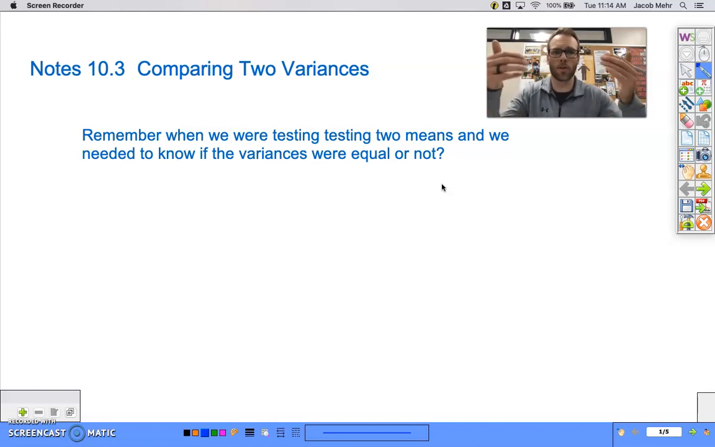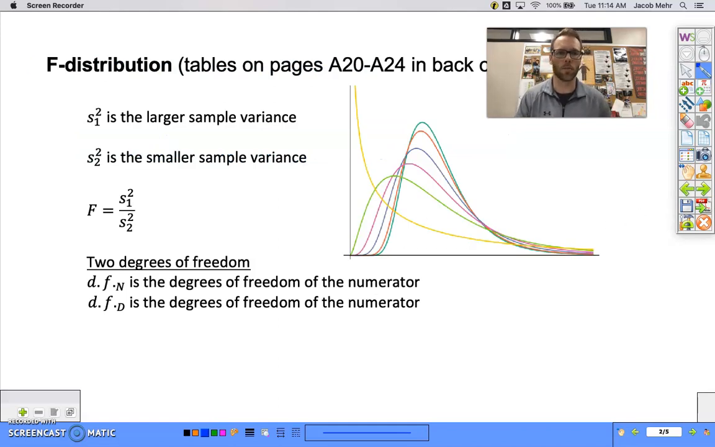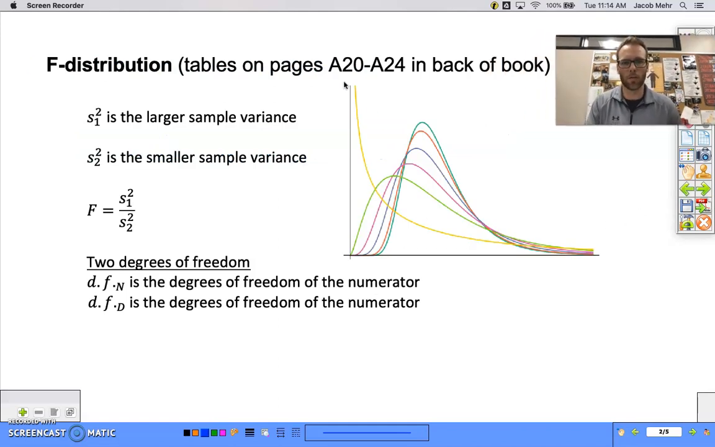We have two populations, two variances. We'll have samples, which will give a sample variance, and we'll use those sample variances to determine whether the population variances are equal, not, or so on. So this is a new type of distribution that we're going to use. It's going to remind you of our chi-squared distribution, but it's called an F distribution.